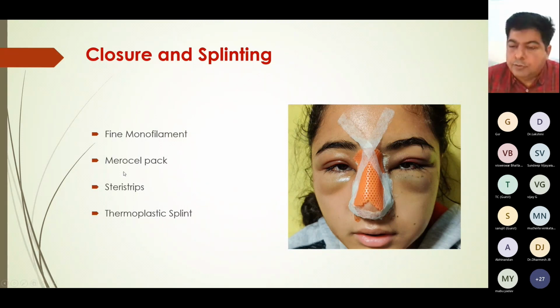And then you can use a classical ribbon gauze pack on either side or a Merocel pack, and splint the skin with Steri-Strips. And again, in case you have done bony work, you use a thermoplastic splint so that while sleeping the bony alteration is not disturbed.